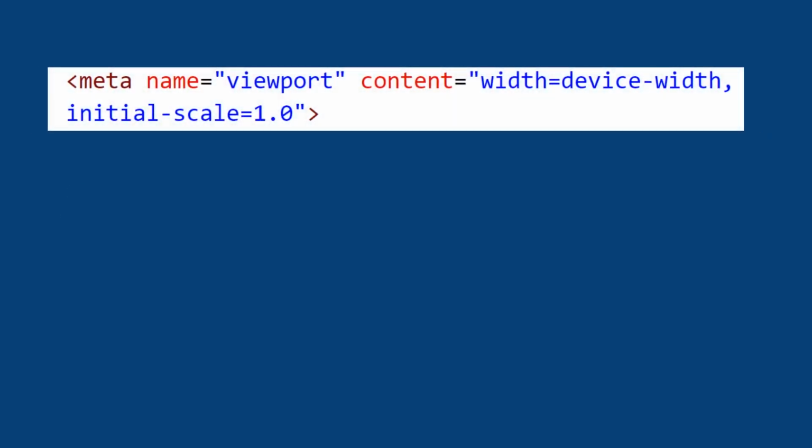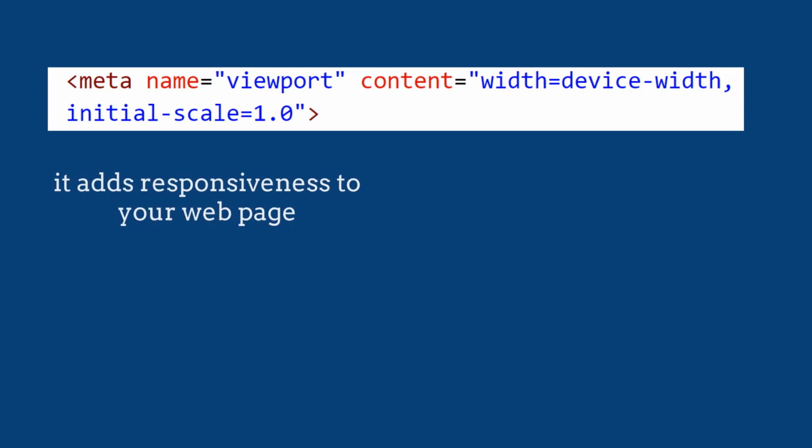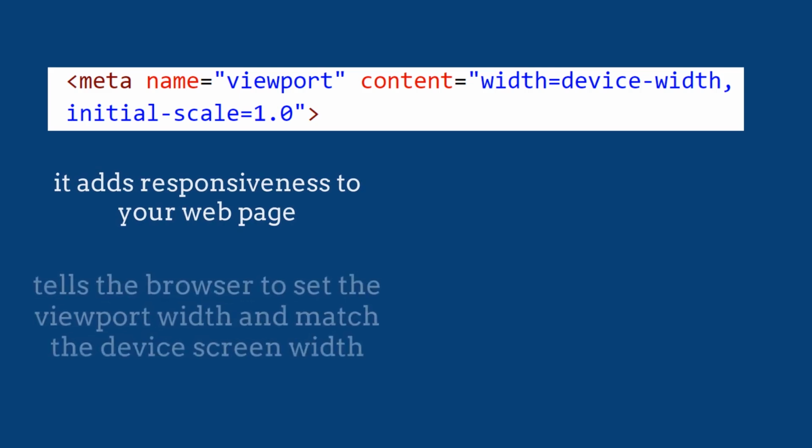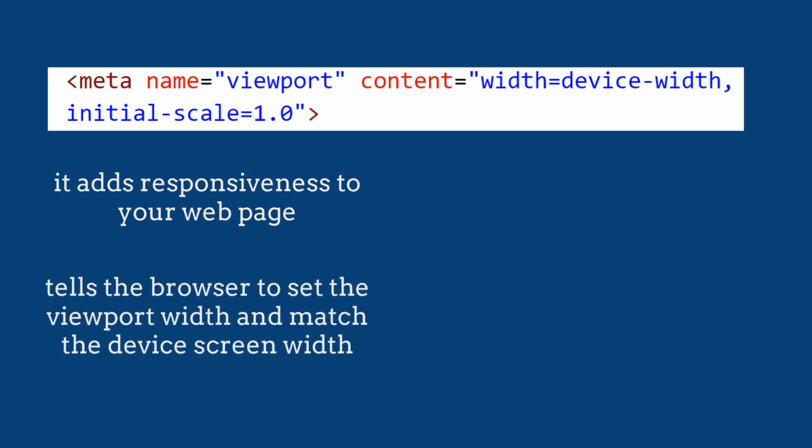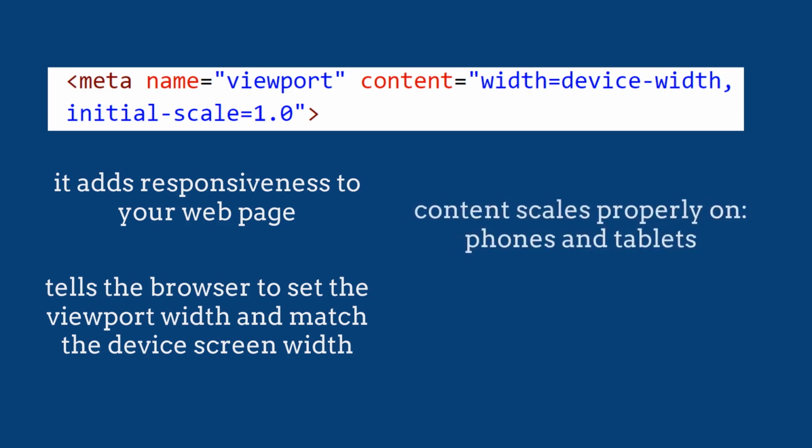This is the next meta tag we are going to look at. It has several attributes such as name, content, and initial-scale. This makes your web page responsive on mobile devices. It tells the browser to set the viewport width to match the device screen width and to start with a zoom level of 1. It ensures your content scales properly on phones and tablets.